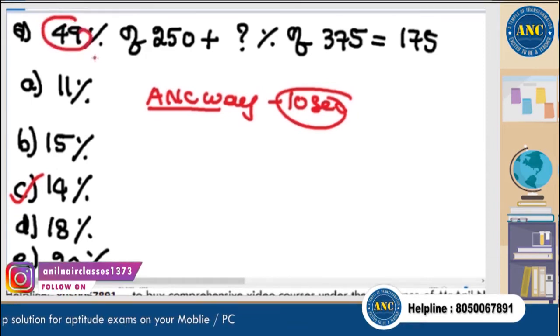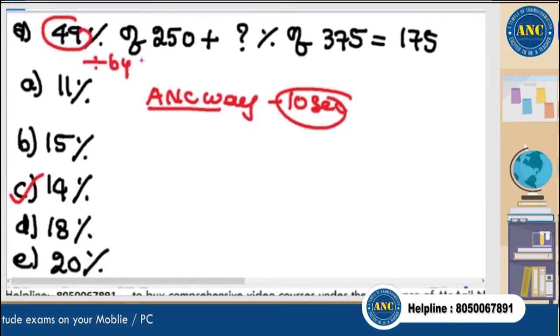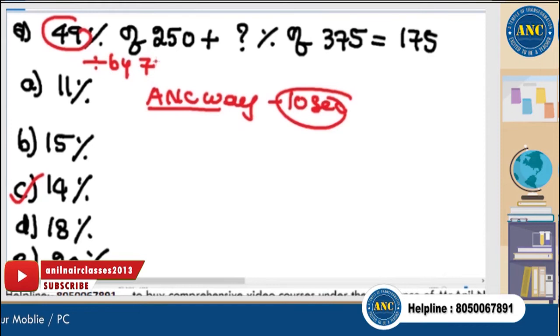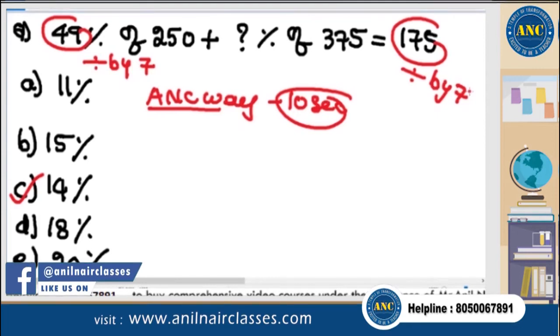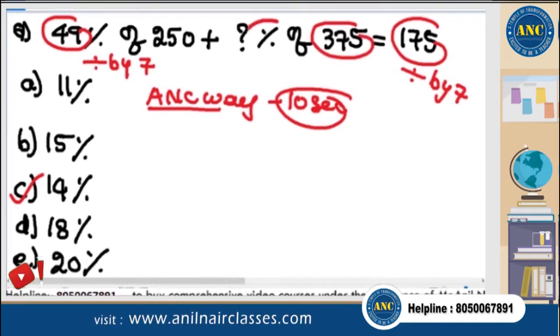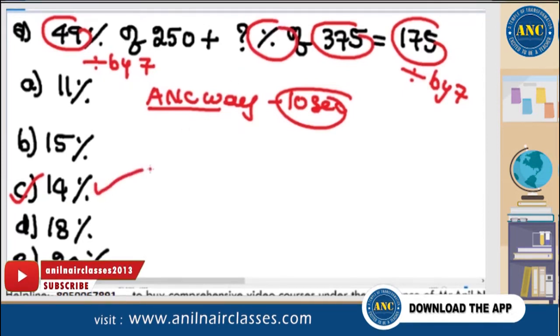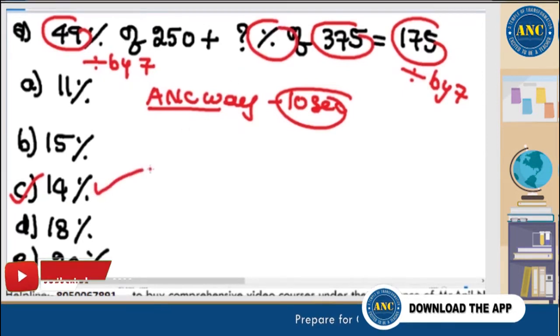Because 49 is divisible by 7. 175 is divisible by 7. 7 2s are 14, 35, it is divisible by 7. This is not divisible by 7, so this should be divisible by 7. Who will discuss the shortcut, sir?